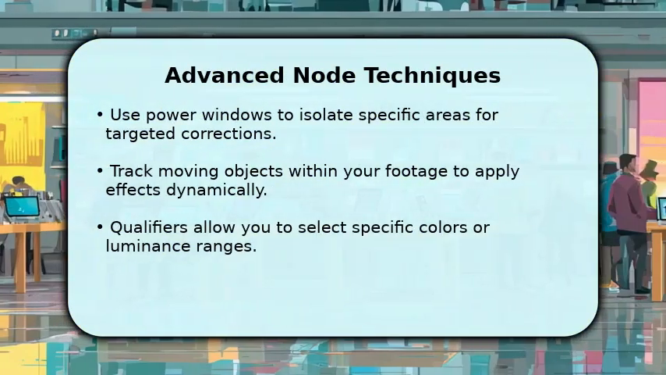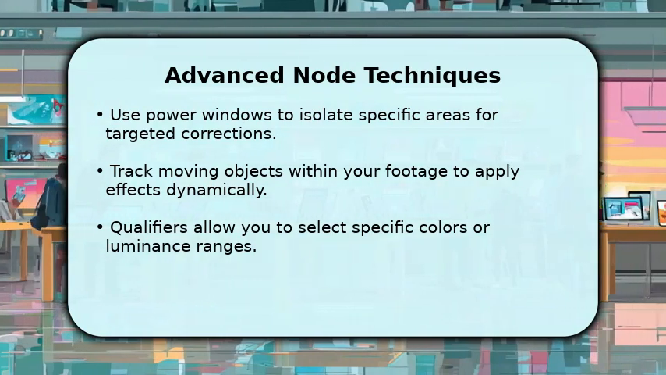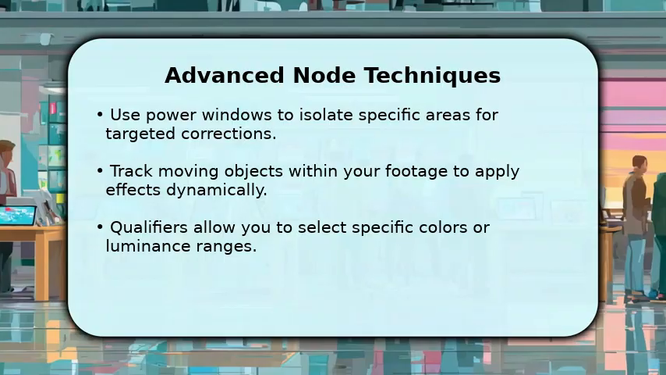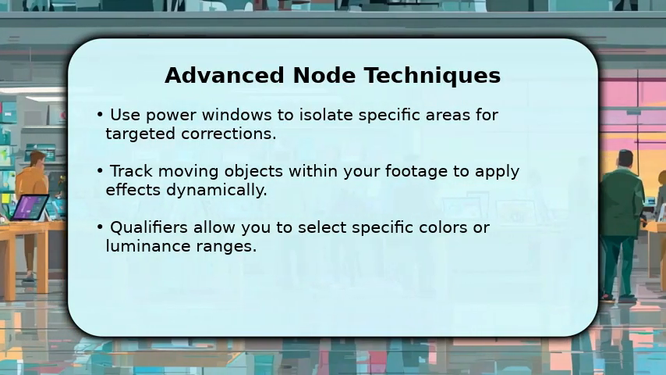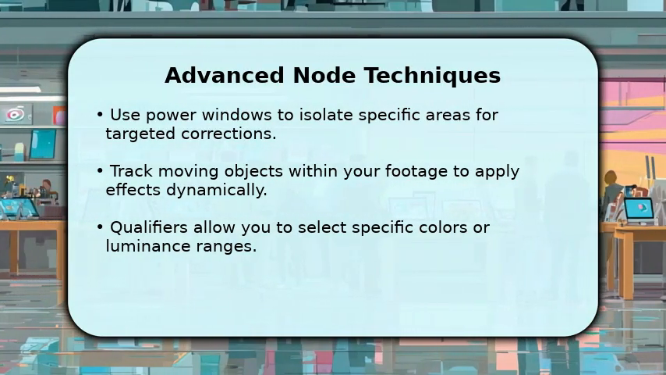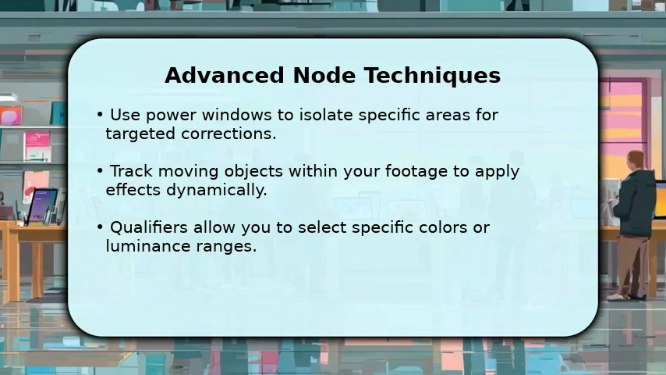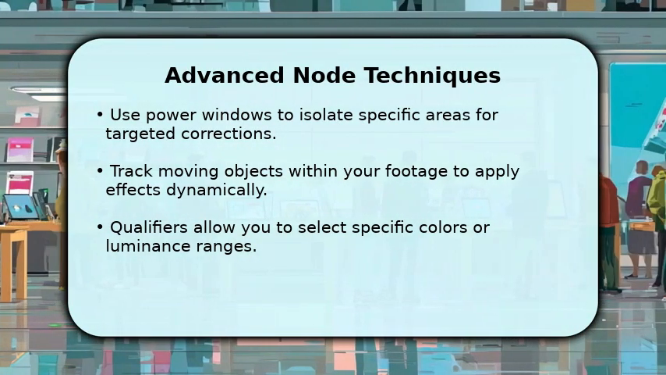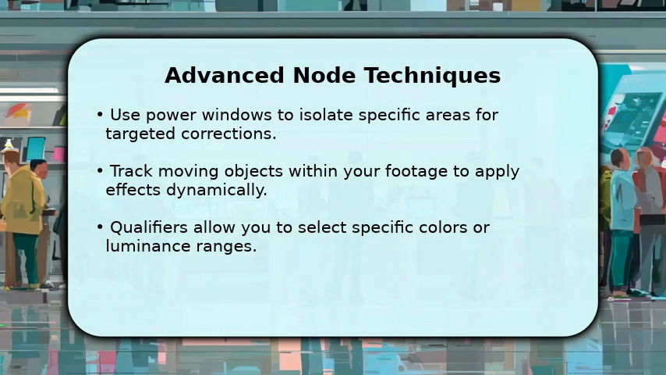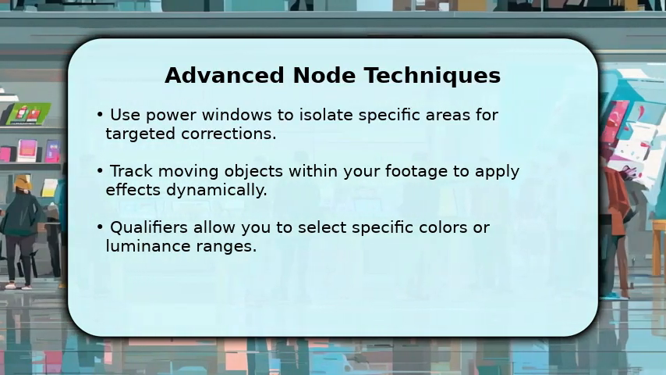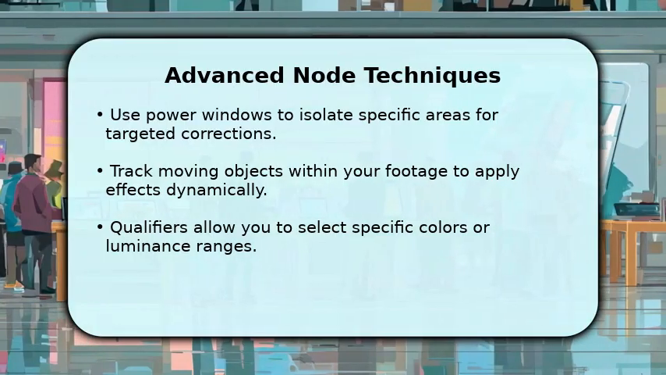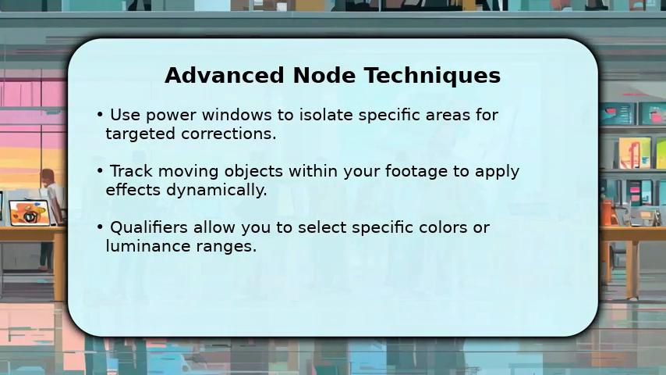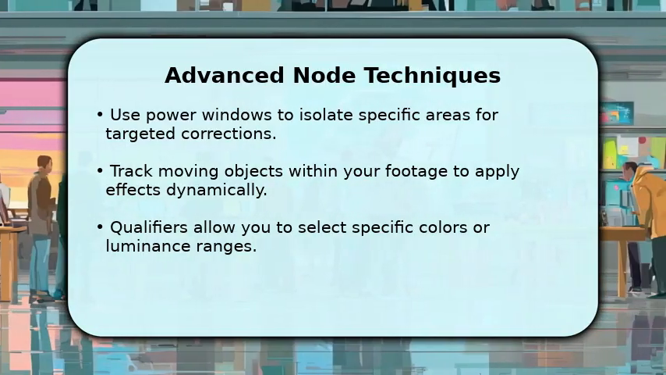Once you've mastered the basics, explore advanced node techniques for even greater control. Power windows let you precisely isolate areas, like a face or a sky, for targeted adjustments, and you can track these windows to follow movement within your shot. Qualifiers are powerful tools for selecting specific colors or luminance values, allowing you to fine-tune only those precise elements. Combining these techniques with your node structure empowers you to create sophisticated and visually stunning color grades.